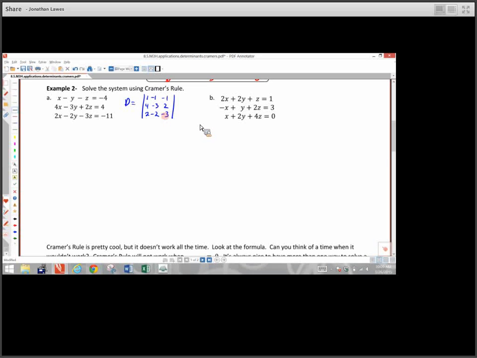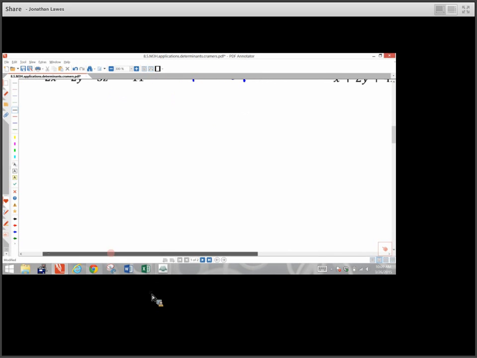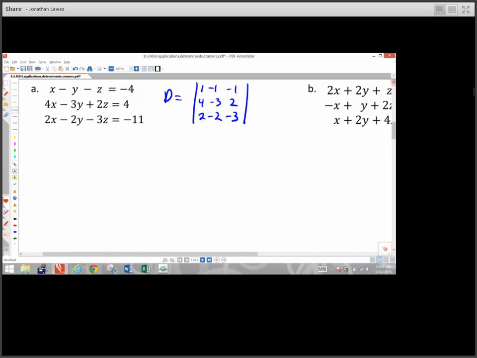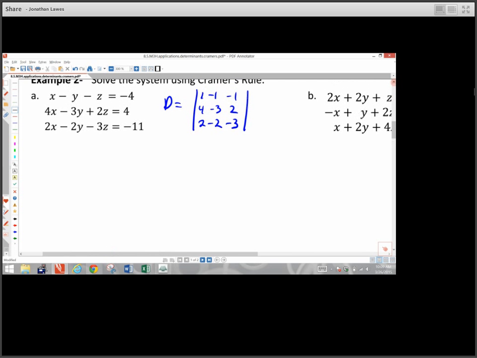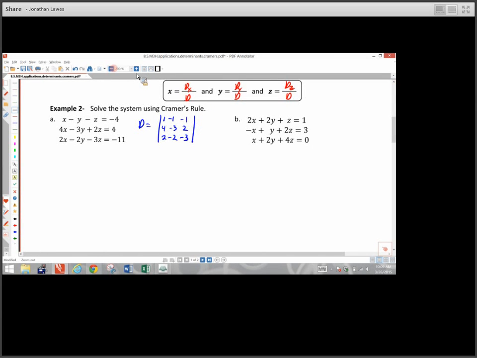Double check, make sure you got it right. Okay, this is probably the most important one, isn't it? Everybody got that written down correctly? Okay, now let's write down d sub x. D sub x is going to be that exact same thing with the x column replaced. So this is going to be negative 4, 4, negative 11. And then we just write these guys down again.